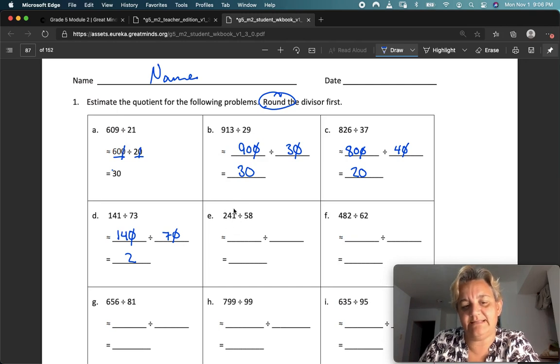241. I see a factor in there. I see 24. And I know that 24 divided by 6 equals 4. So let's see. 240 divided by 60, so I rounded that up and rounded that down. Then the zeros cancel each other out, and 24 divided by 6 is 4.